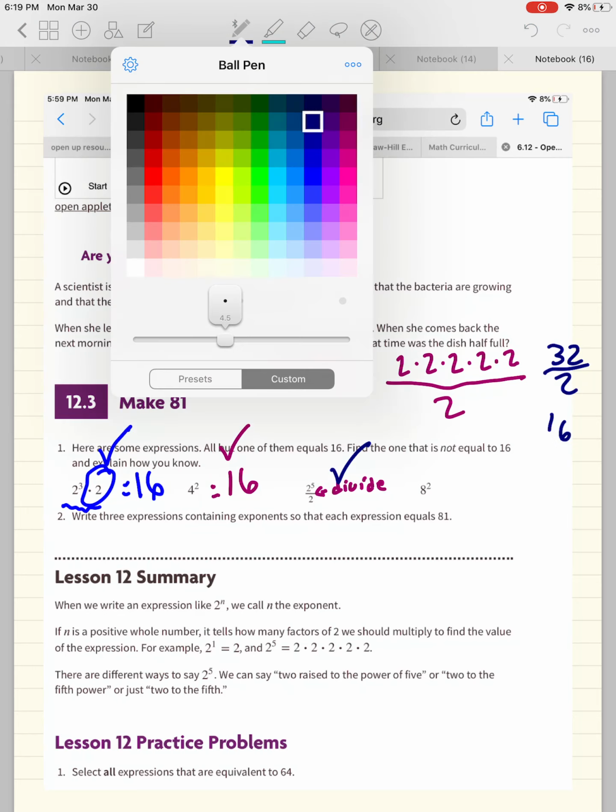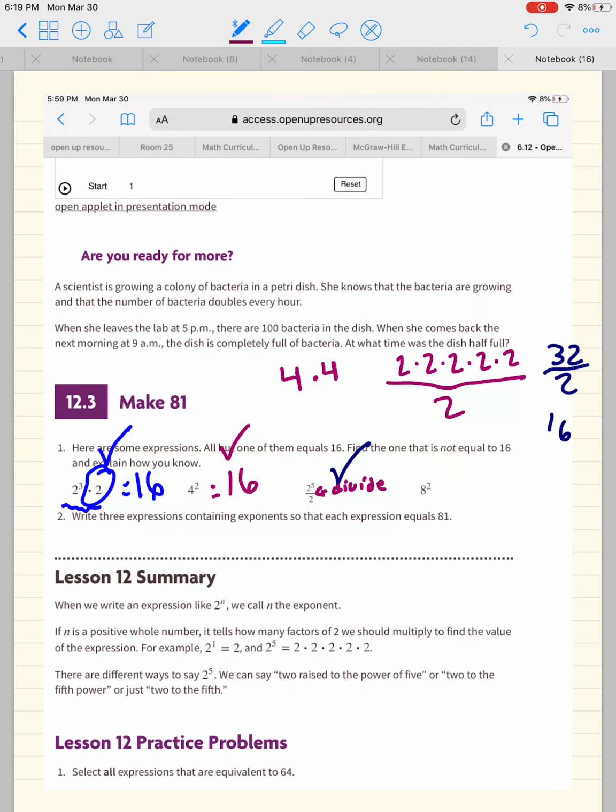So that one works. Now we're left with 8 squared. So 8 squared is the same thing as 8 times 8. 8 times 8 is not equal to 16. 8 plus 8 would be, but 8 times 8 is not equal. So this is the one that is not equal to 16.